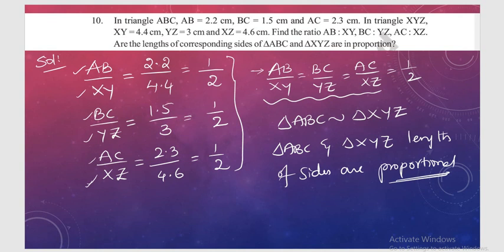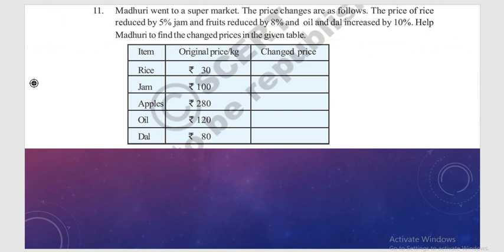So next, moving on to one more question. Madhuri went to a supermarket. There she has seen something. The prices are as follows. The price of rice is reduced by 5%, jam and fruits reduced by 8%, and oil and dal increased by 10%. So what we are going to do here is help Madhuri to find out the changed prices in the given table, right?